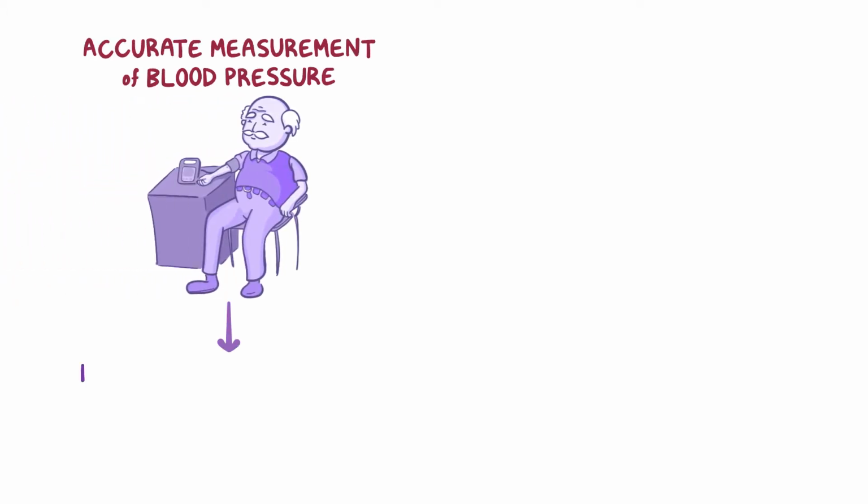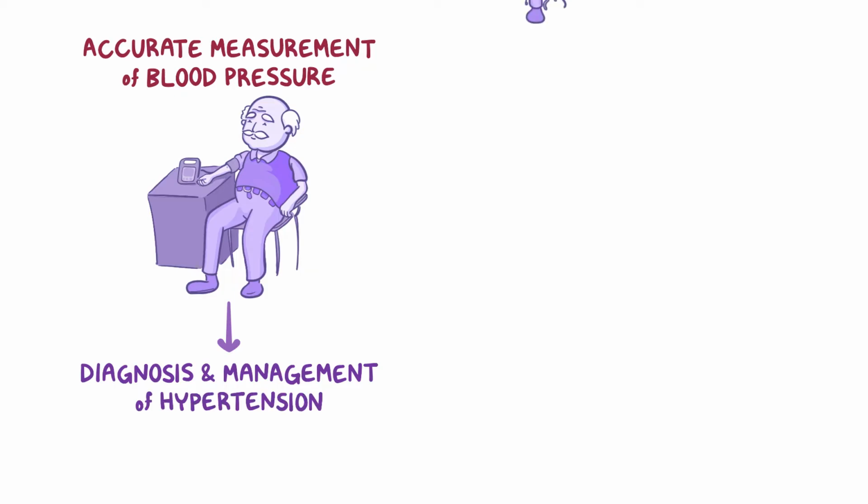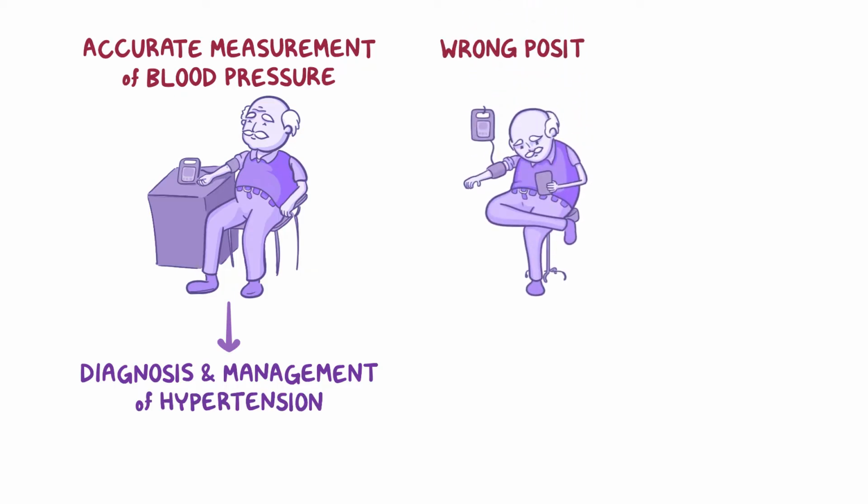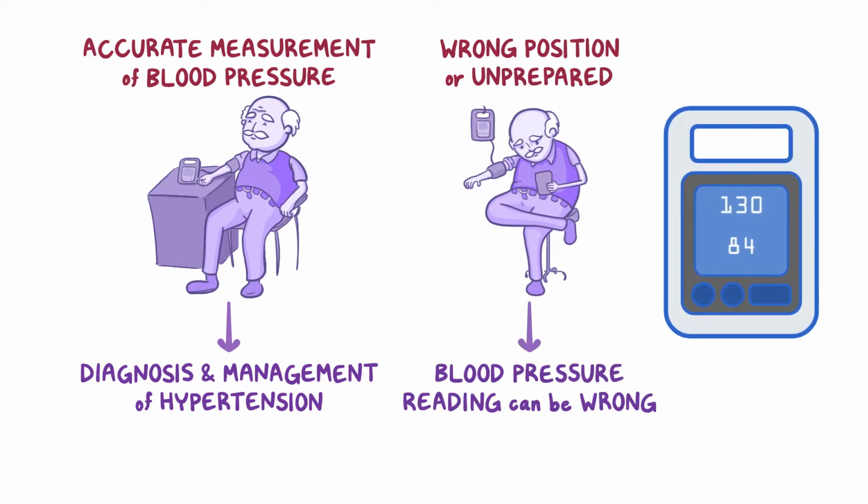It is important to get an accurate measurement of blood pressure for a diagnosis and management of hypertension, or high blood pressure. If the person is in the wrong position or is unprepared, the blood pressure reading can be wrong, possibly by as much as 30 millimeters of mercury, and sometimes by even more.